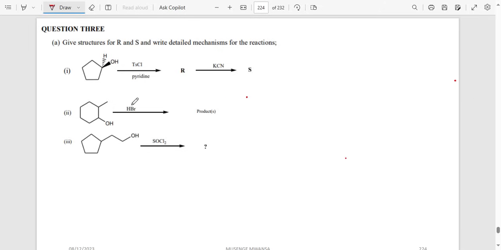Okay, let's look at B. Now look at B. The reactant we have is HBr. And I think we already know the mechanism. When you have got HBr and then we have got an alcohol, what happens?